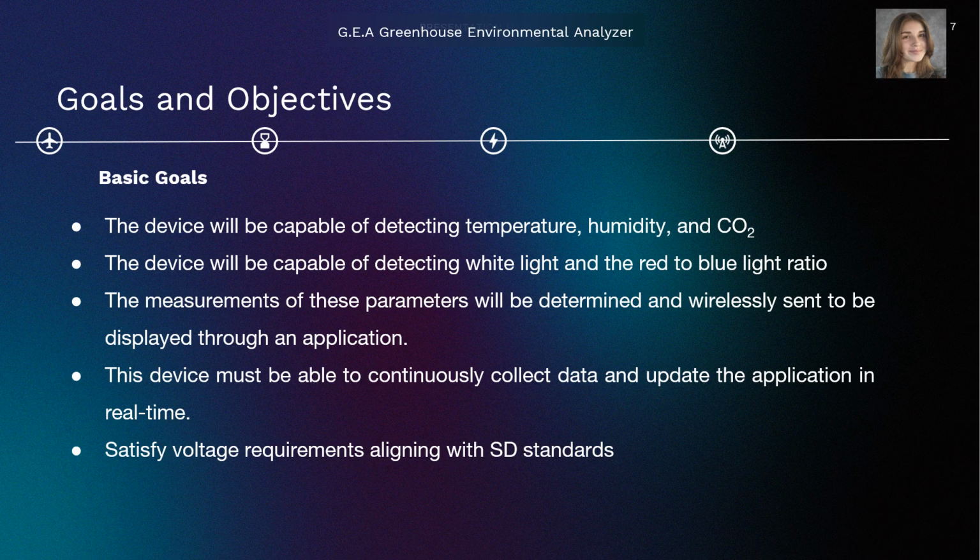Getting into our goals and objectives, some of our basic goals are that our device will be capable of detecting temperature, humidity, and CO2, as well as detecting white light and the red to blue light ratio. The measurements of these parameters will be determined and wirelessly sent to be displayed through our application. Our device will also be able to continuously collect data and update the application in real time, as well as satisfy the voltage requirements aligning with the senior design standards.